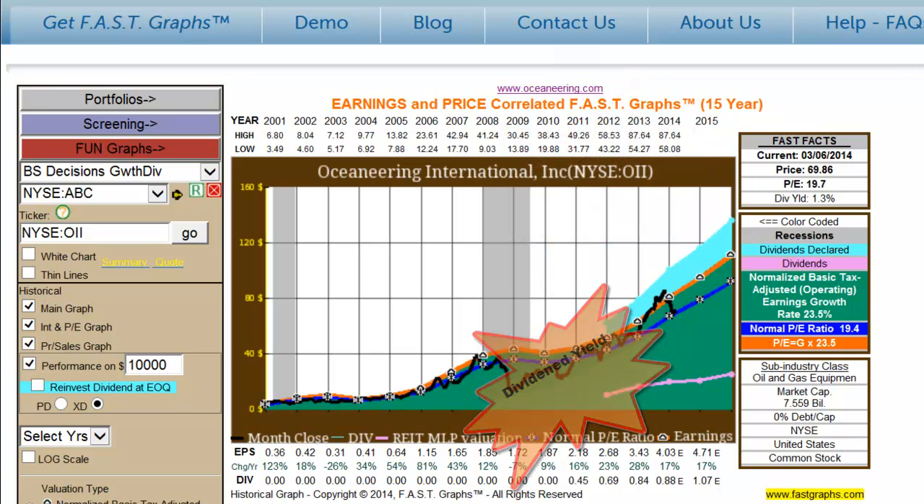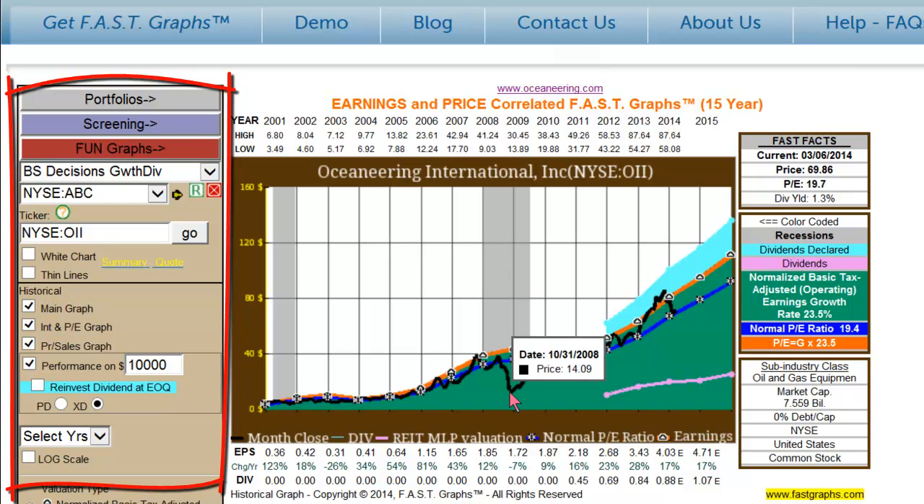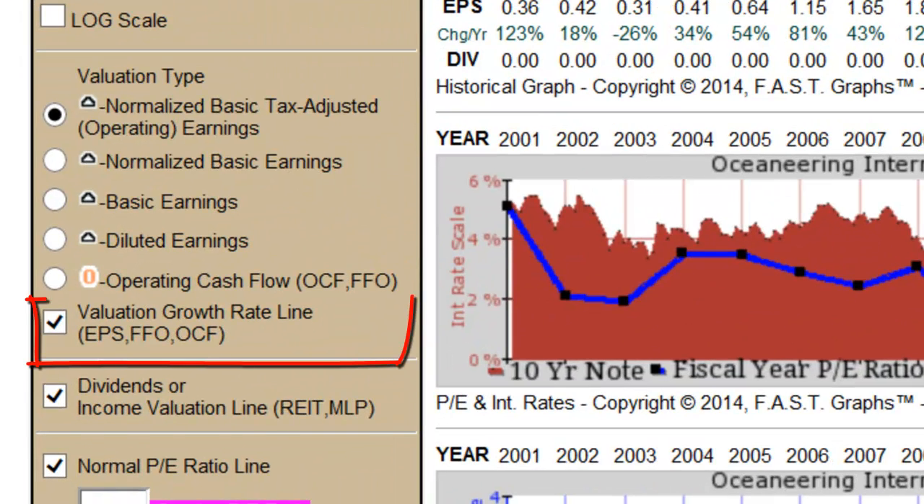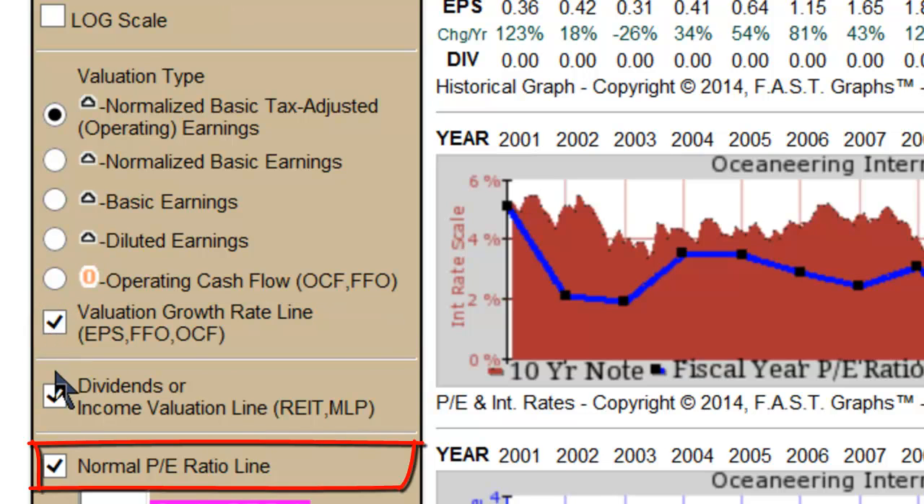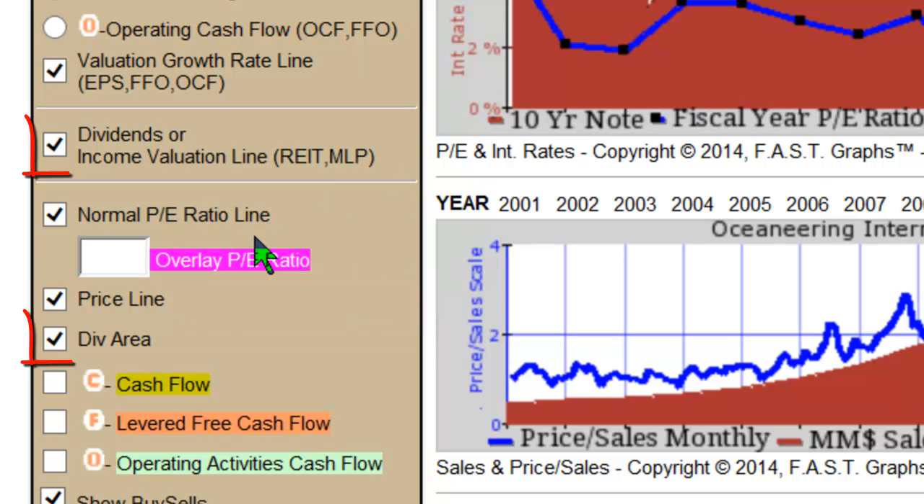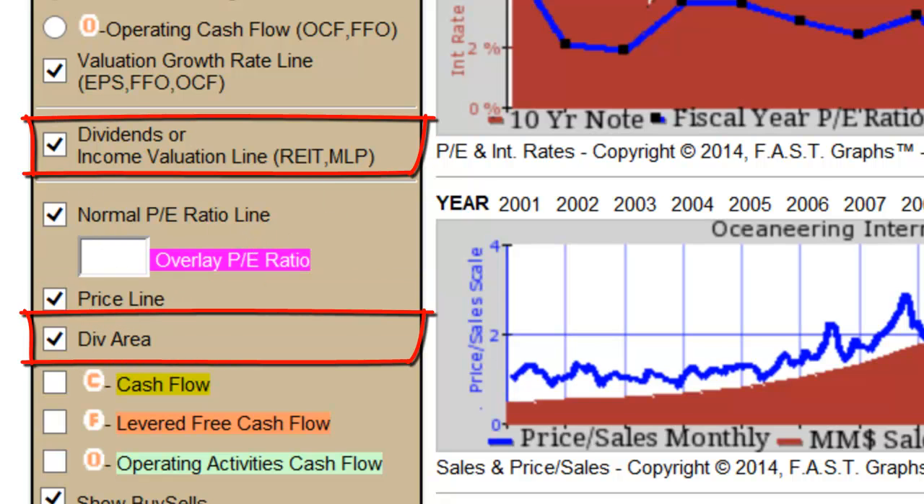Perhaps the best way to understand the historical FAST graphs is to first look at each of their major components individually before combining them into a complete historical FAST graph. The navigation bar is the long rectangular shaped bar to the left of the graph. Most manipulations of the FAST graphs can be accomplished by merely checking or unchecking any of the boxes. The major components being referred to here are first the valuation growth rate line, then the normal PE ratio line, then the price line, and finally the two dividend areas, if the company pays a dividend, of course.